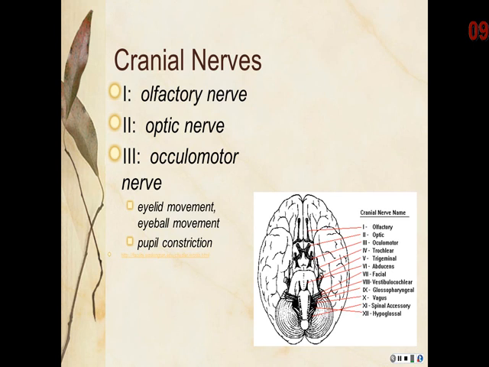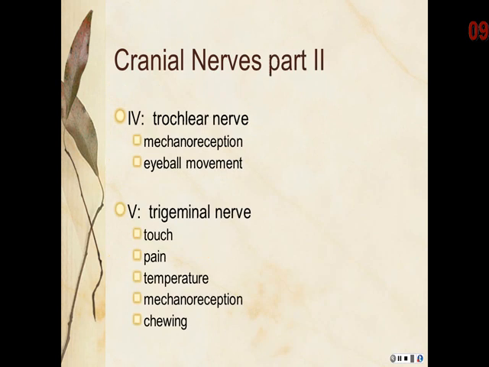Cranial nerve 3 is the oculomotor nerve. This is associated with eyelid movement, pupil constriction, and one of the 3 nerves involved in eyeball movement. Cranial Nerve 4 is the trochlear nerve. It is involved with eyeball movement as well as mechanoreception, or knowing where your body is in space relative to the rest of your body. For example, if you have your eyes closed and turn your eyeballs to the side, you are aware of your eyeballs turning to the side without having to open your eyes and see where they're actually facing.